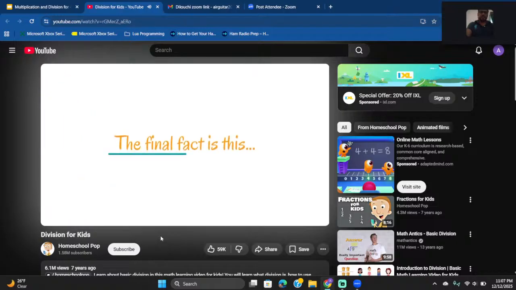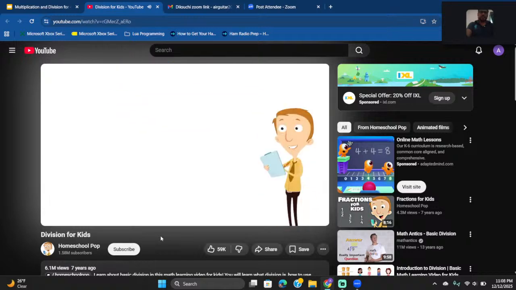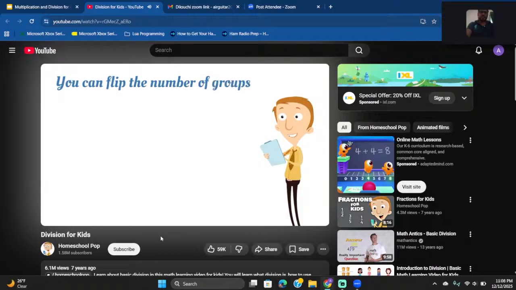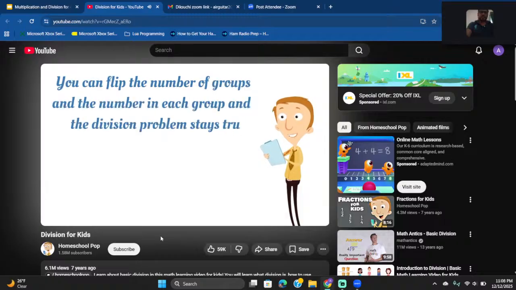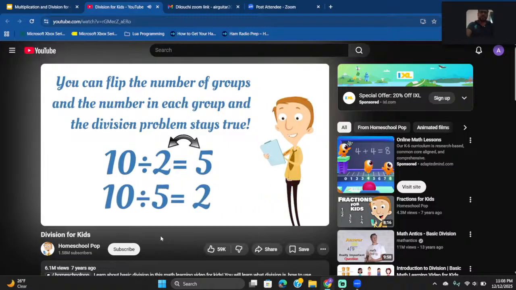All right, the final fact is this. Okay, this is so awesome. You can flip the number of groups and the number in each group, and the division problem stays true. For example, 10 divided by 2 equals 5, and you can flip the 2 and the 5, and it stays true. That means 10 divided by 5 equals 2. Isn't that interesting? 10 divided by 2 equals 5, and 10 divided by 5 equals 2. You can flip the number of groups and the number in each group, and it still stays true.